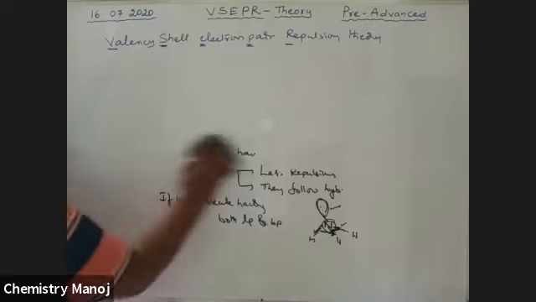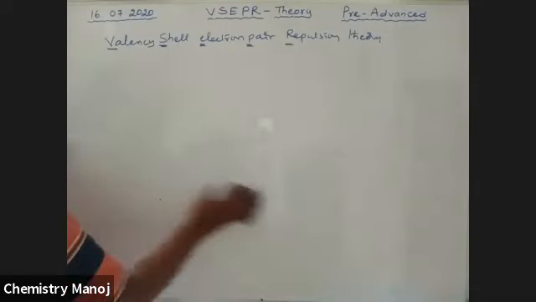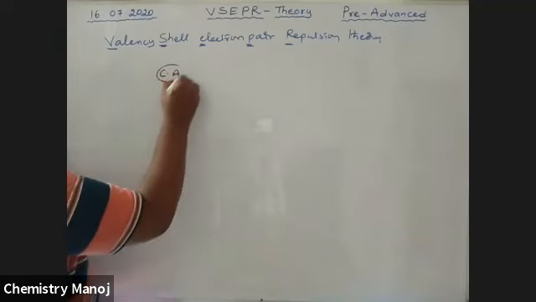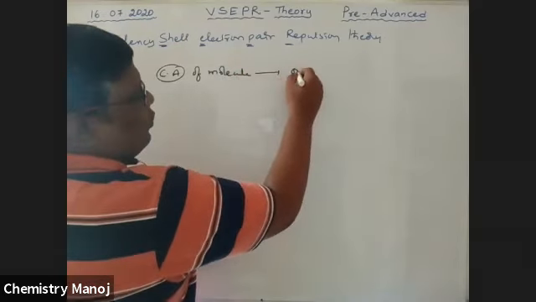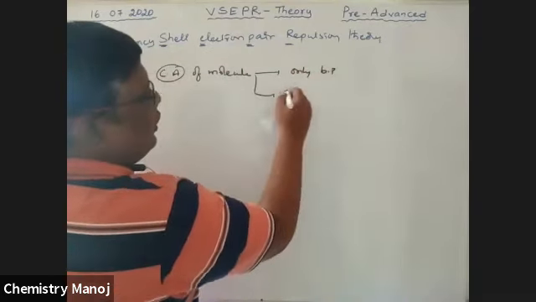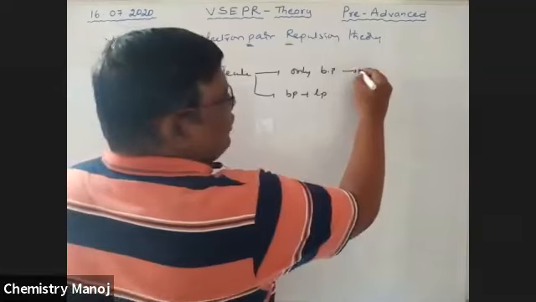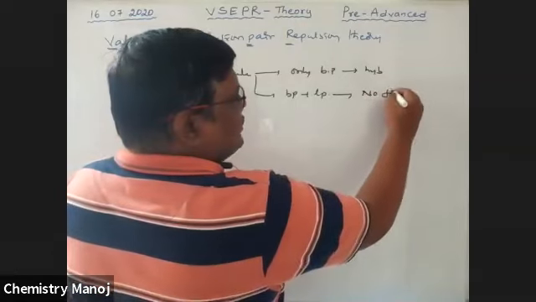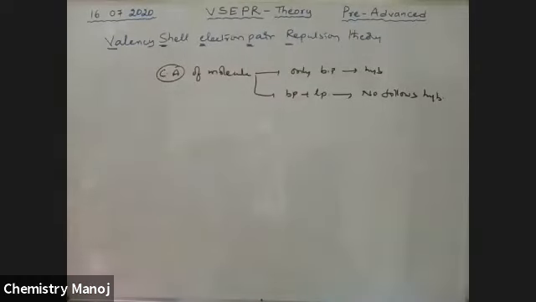Every central atom of the molecule contains only bond pairs or bond pairs plus lone pairs. Only bond pairs follows hybridization. Both lone pairs and bond pairs does not follow hybridization because of repulsion. What type of repulsions are there?